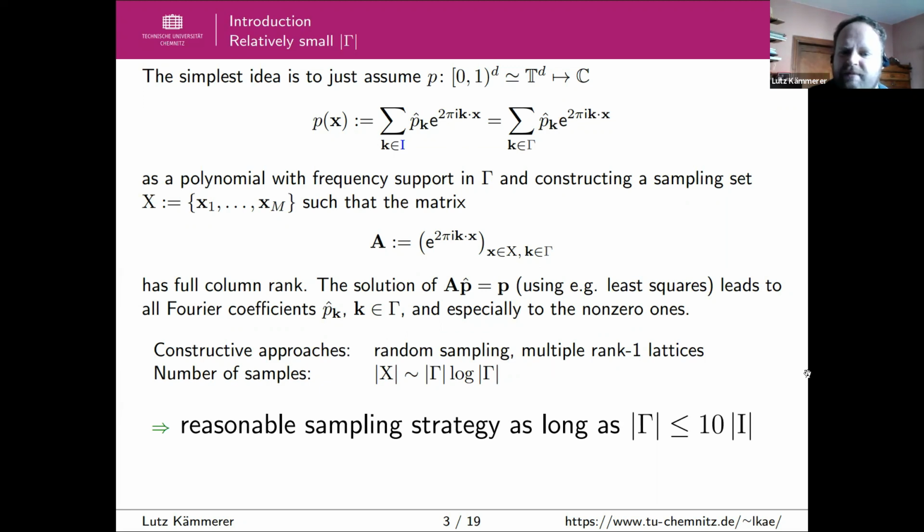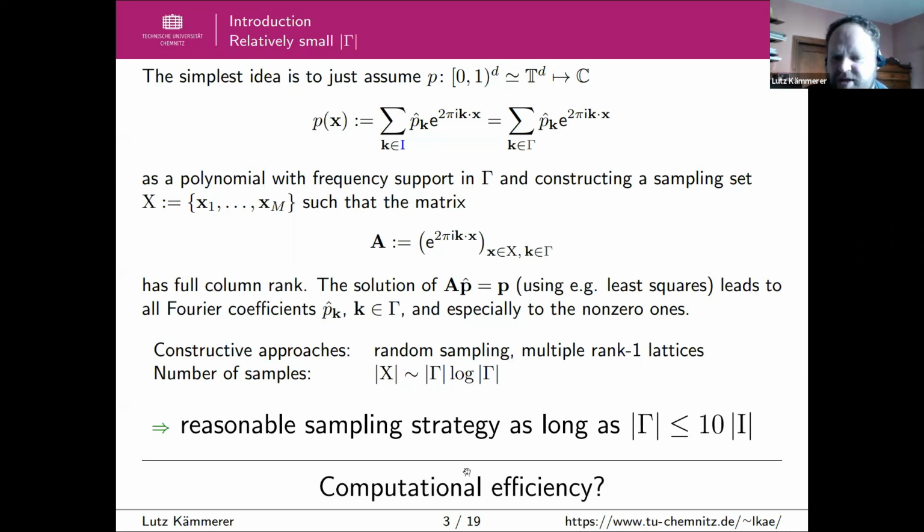And there are constructive approaches for sampling such a polynomial. You can use random sampling or multiple rank 1 lattices. The number of samples you need here is approximately the cardinality of this index set times the logarithm. With this, you have really constructive approaches, and you can do this in practice. But this is a reasonable sampling strategy as long as this thing is not too large, right? So let's say 10 or 20 or maybe 30 times the cardinality of this index set, then this is not the worst idea, I would say.